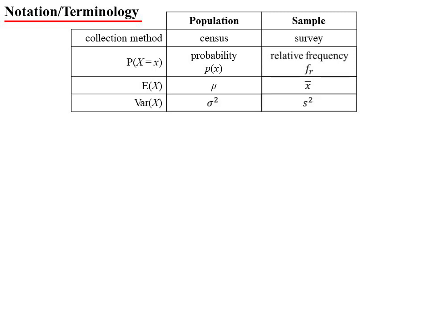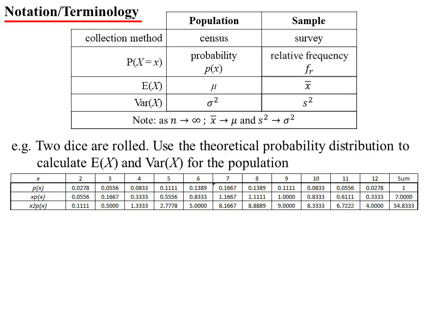Variance, then we have sigma squared for population, again the Greek letter, whereas in the sample we tend to use S squared. Now, as n approaches infinity, so the size of our sample gets bigger and bigger and bigger, basically the answers should get the same. So the average of the sample should approach the average of the population, and similar with the deviations.